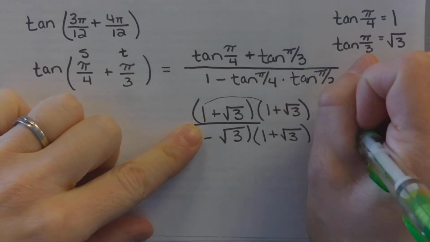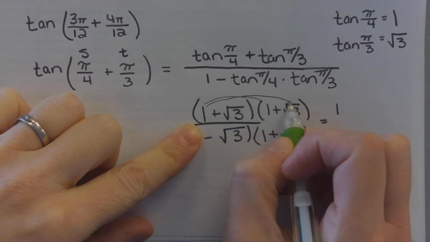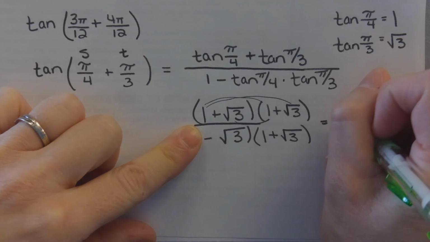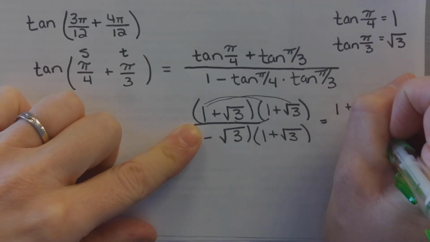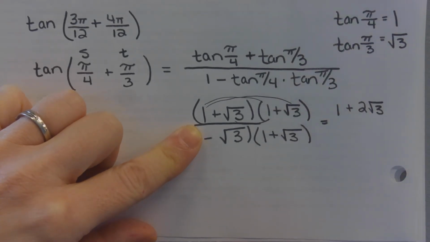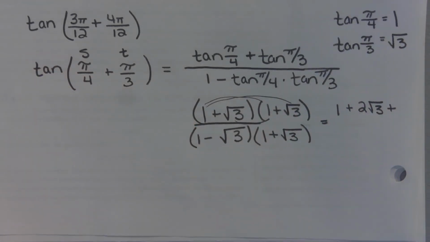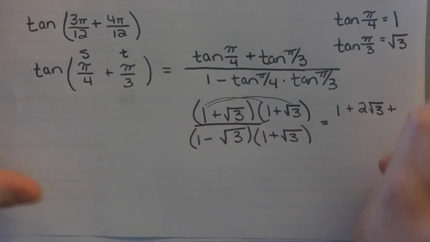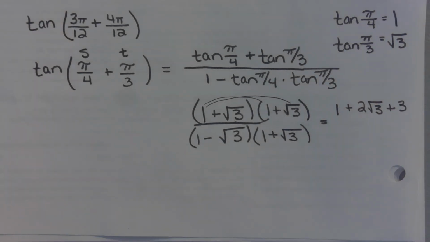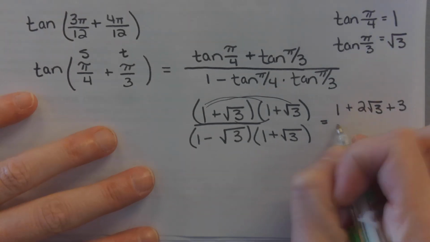All right. 1 times 1 is 1. This is going to give me 1 root 3 plus 1 root 3, so I'm going to get plus 2 root 3s. Root 3 times root 3 is root 9. Well, what's the square root of 9? 3. Okay. So that's the top.